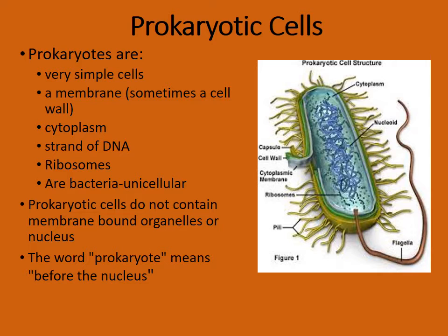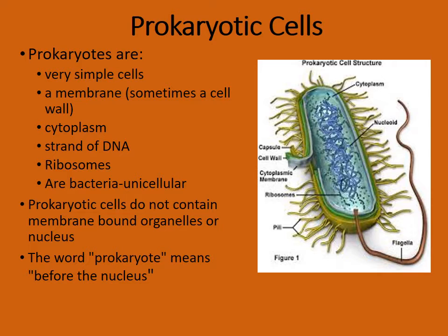All right. So the question is, are all prokaryotic cells single cell organisms? Well, that depends, and that's a topic that's quite debatable today because there is research pointing in different directions. For your understanding for this unit, prokaryotes are very simple cell organisms. They have a membrane, sometimes a cell wall. They have cytoplasm. They have a strand of DNA, very simple. They have ribosomes because they need to make proteins, and we'll get to that later. Also, usually unicellular bacteria.